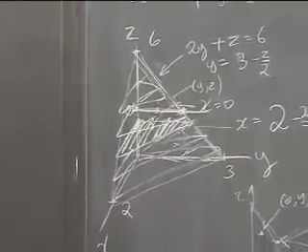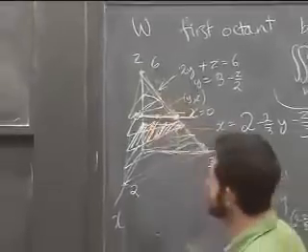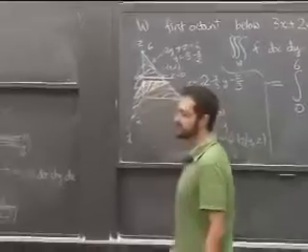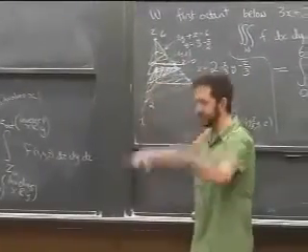So the first integral finds the integral of f along any one of these lines. The second step gives you the integral along any slice. And the third step adds up all the slices.